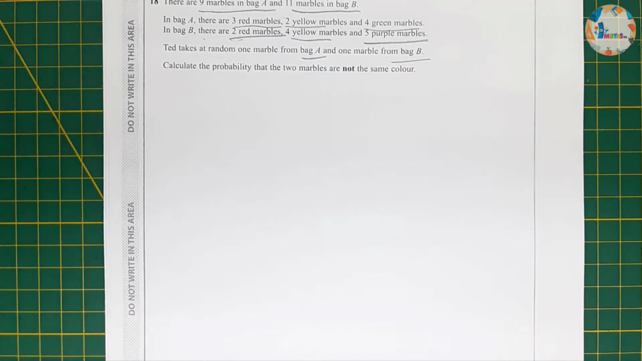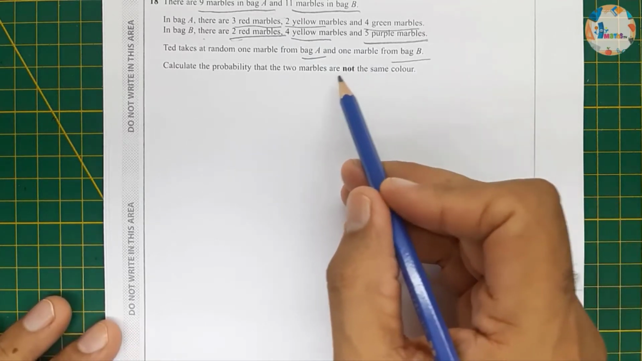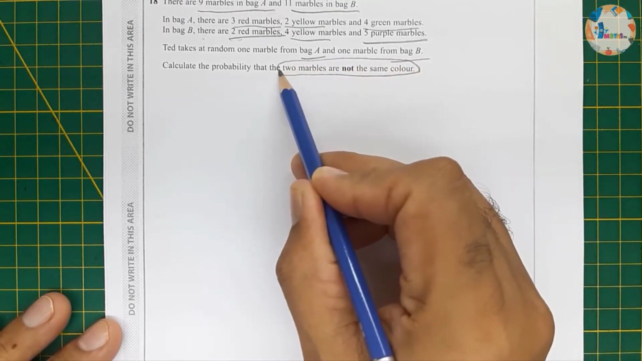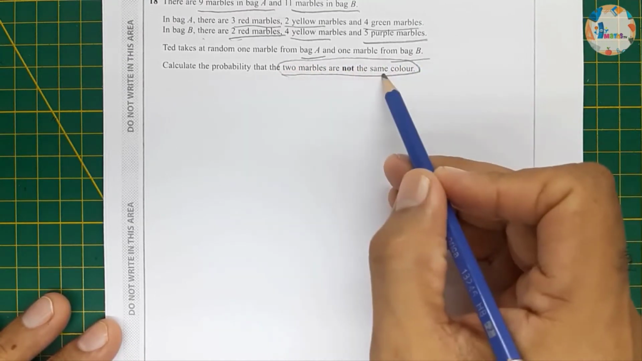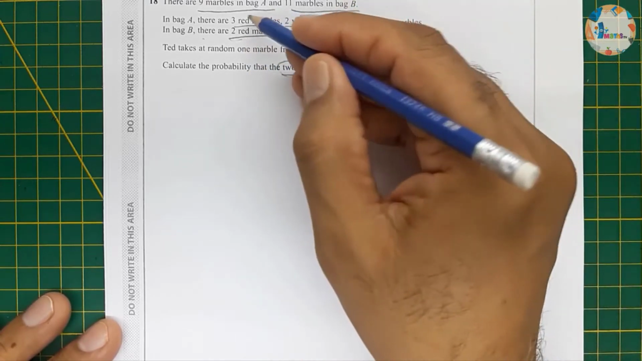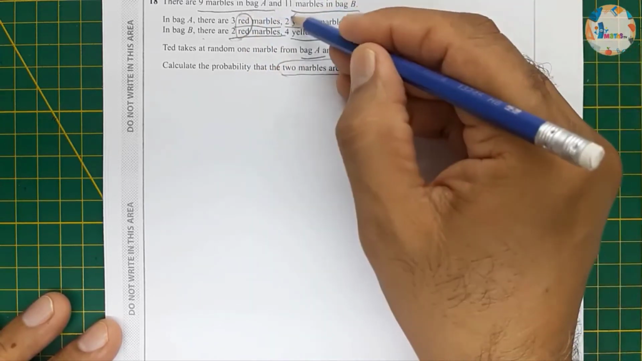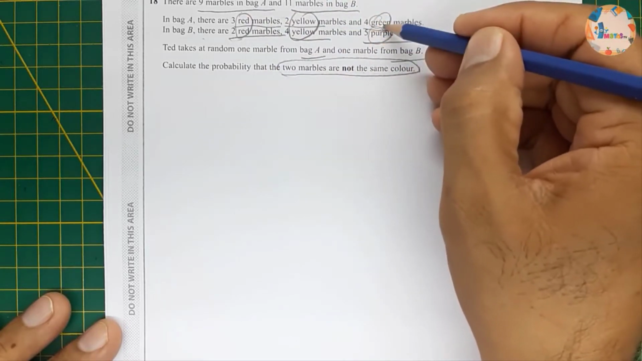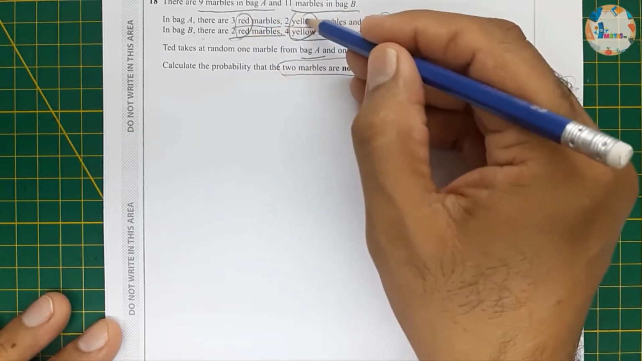For this one, we will check the probability for the same color, because we have to find that the 2 marbles are not the same color. We will check the probability of the same color and subtract from 1. So same colors are red and red, and yellow and yellow. Green and purple are different, so we'll ignore these 2.